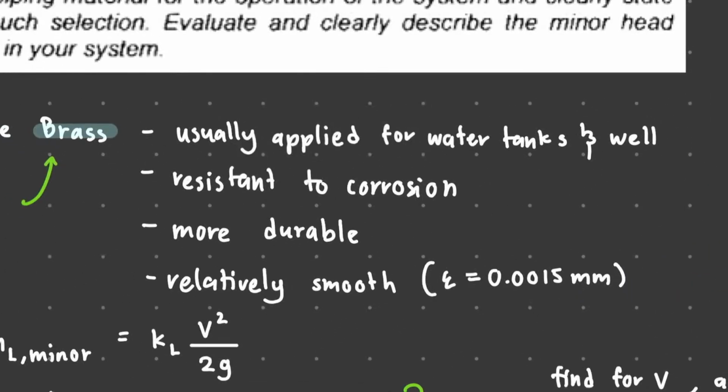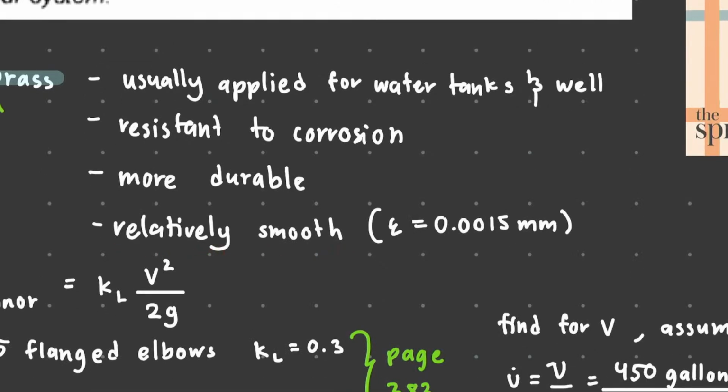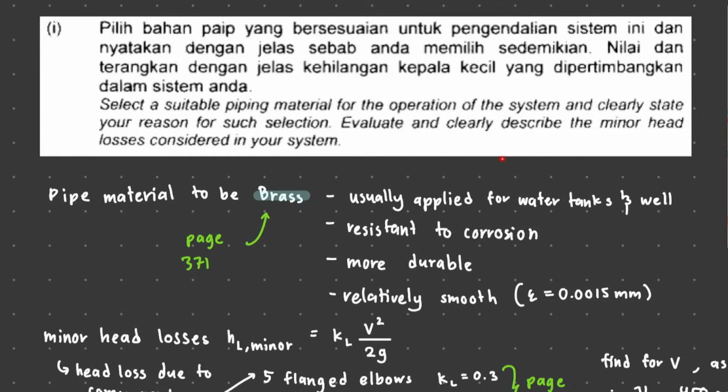Okay, so you need to list down the reasons why you choose brass. Usually applied for water tanks. Resistant to corrosion. More durable. Is relatively smooth. Its roughness is 0.0015 mm. Okay, so it also asks us to evaluate, which means calculate.